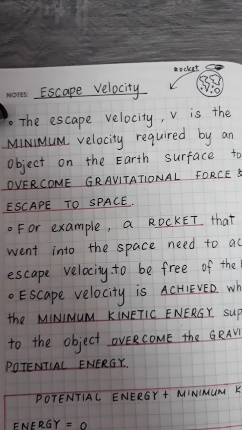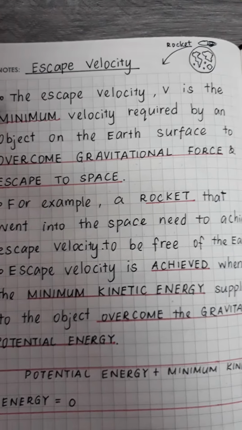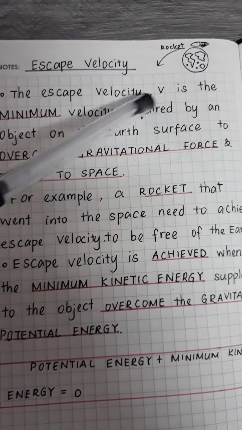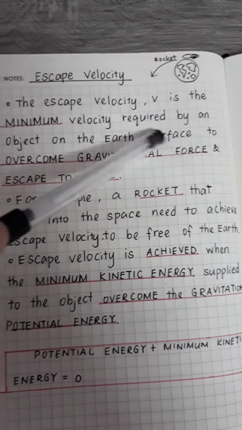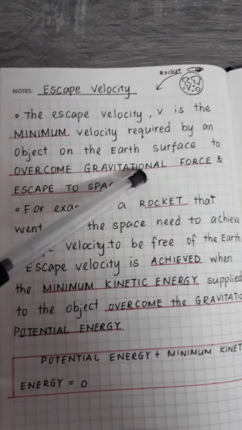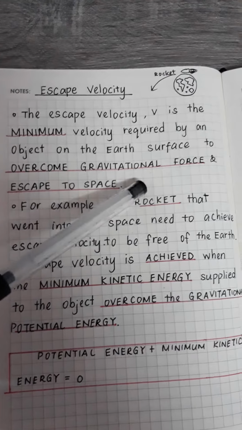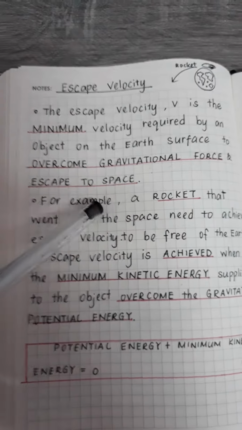Today we are going to talk about escape velocity. Escape velocity, we use the v, is the minimum velocity required by an object on the Earth's surface to overcome gravitational force and escape to the space.